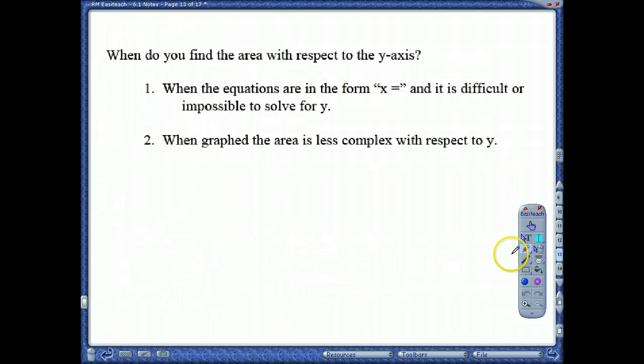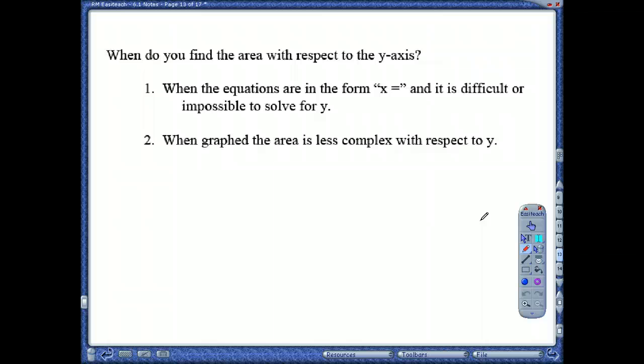So let's see when we're going to need to do this. Okay, so when do I find the area with respect to the y-axis? It's not comfortable for us to do this with respect to y. The biggest reason why is because we have to have our equations in x equals, and unfortunately our calculator doesn't graph x equals, it graphs y equals. So a lot of the times we're on our own for graphing. If they are asking us to find the area with respect to y, it's going to be easy for us to graph that without a calculator, so don't panic.